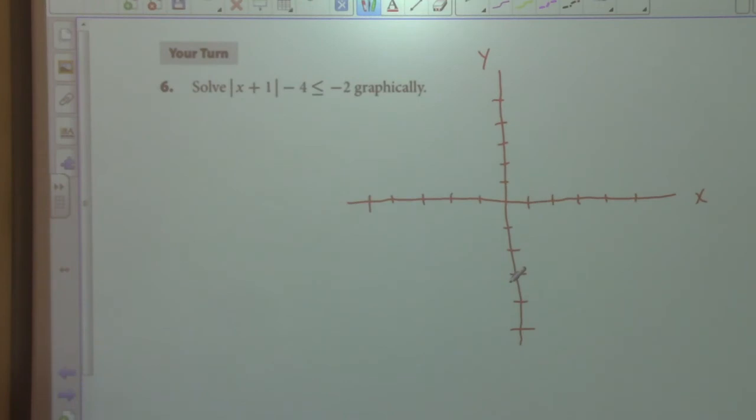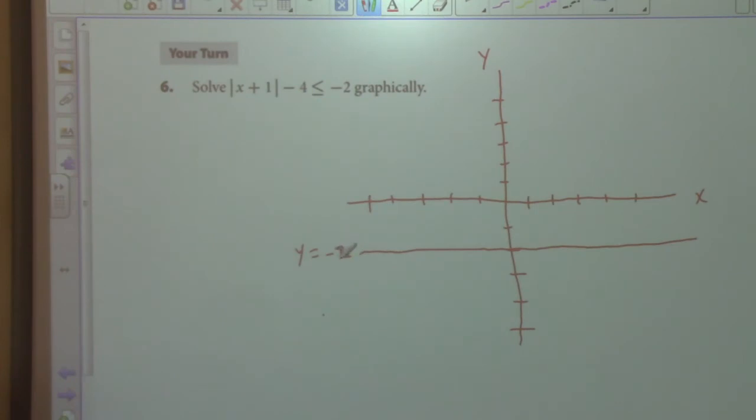Okay, let's look at this here. Did you finish this? Yeah. Okay, so I'm going to graph this -2 first, right here. Yeah, that's what I did. I already did that. So I'm going to say y equals -2.